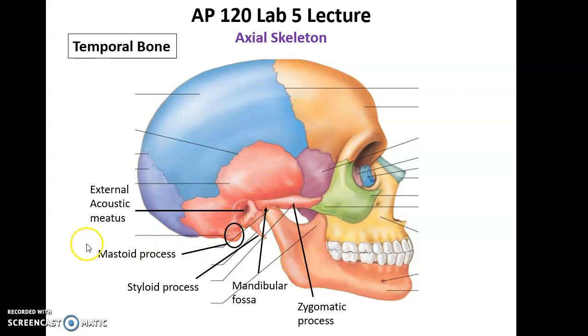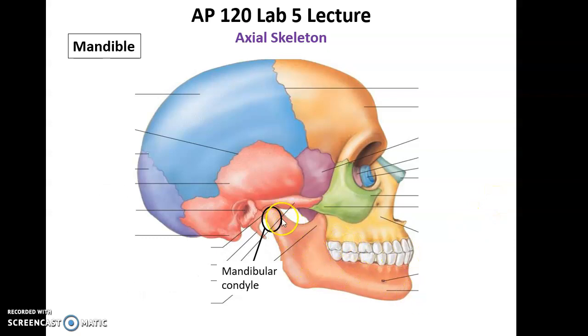The temporal bone has a lot of special surface features that you need to know the names of. There's this opening here called the external acoustic meatus. Inferior to that is this rough patch of bone tissue called the mastoid process. Anterior to that is a thin piece of bone jutting out called the styloid process. Then we have this little arm of bone tissue sticking out. That is called the zygomatic process. And then this little depression here is called the mandibular fossa. And the mandibular fossa, as you can see, fits the mandible in.